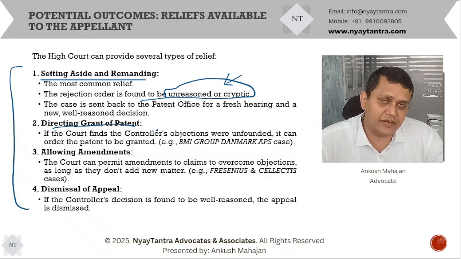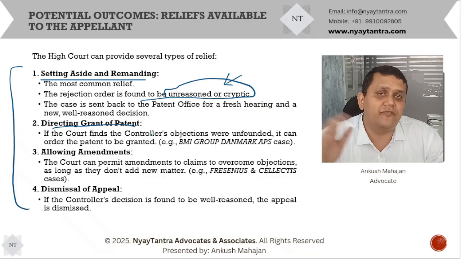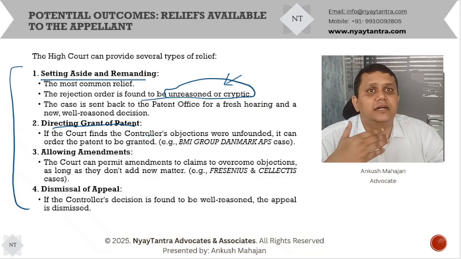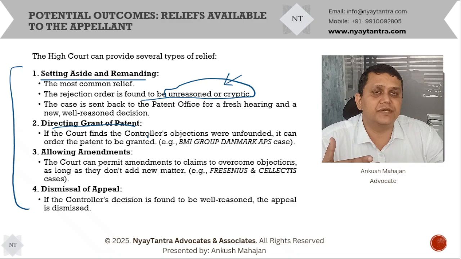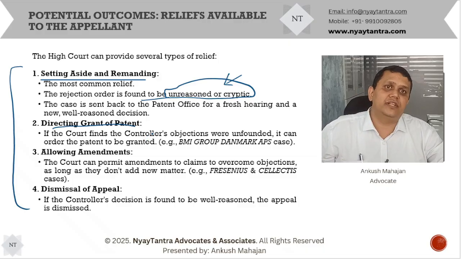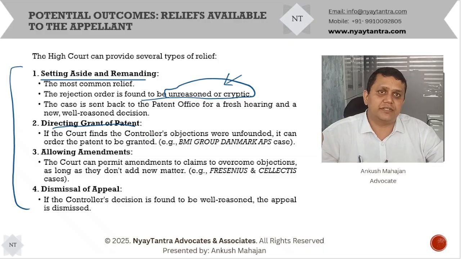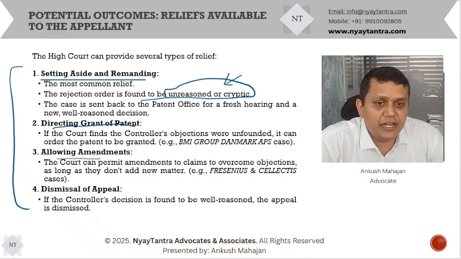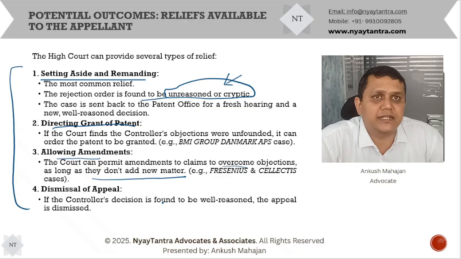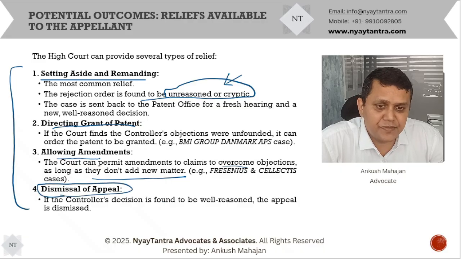The Patent Office rejected the patent application. When the matter went for appeal, the Honorable High Court, after going through the submissions and the response to the patent applicant, granted the patent on the rejected patent application. The third type of relief is allowing the amendments. The Honorable Court can permit amendments to the claims to overcome the objections as long as they don't add new matter, right? And the Honorable High Court can dismiss the appeal also.